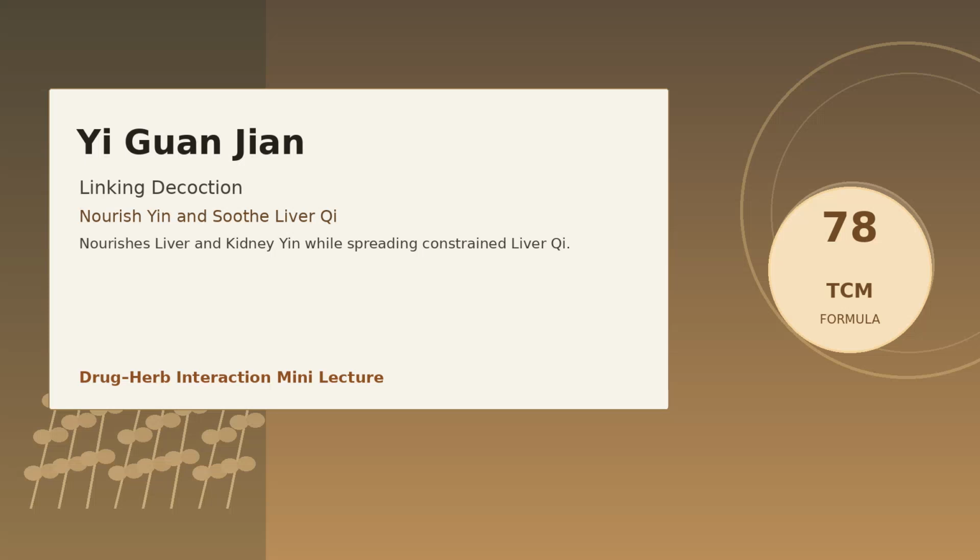Yi Guan Jian, commonly translated as linking decoction, is a classical traditional Chinese medicine formula in the category nourish yin and soothe liver qi. Its core action is to nourish liver and kidney yin while spreading constrained liver qi. The pattern framework is liver-kidney yin deficiency with liver qi stagnation.